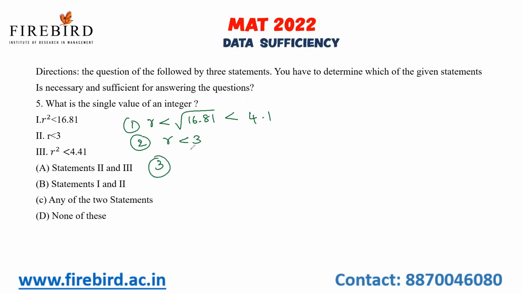With the third statement, r is less than square root of 4.41. Square root of 4.41 is nothing but r is less than 2.1. Okay, so what is a single value? They are asking what is a single value. You can get the approximate value only. You cannot get a correct value of r from these equations, right? If you combine any two, it is not possible, right? So none of these is your answer, right? Next one.